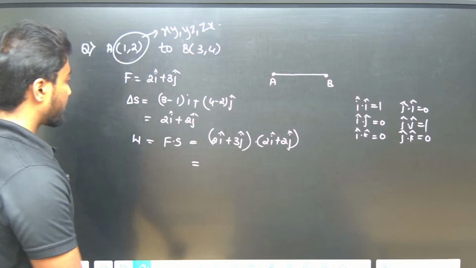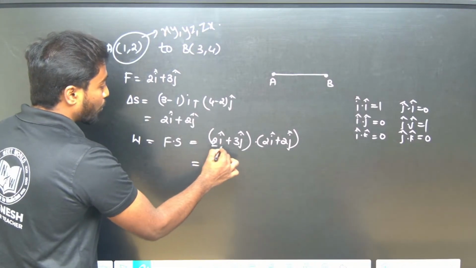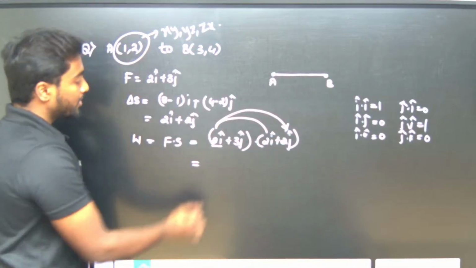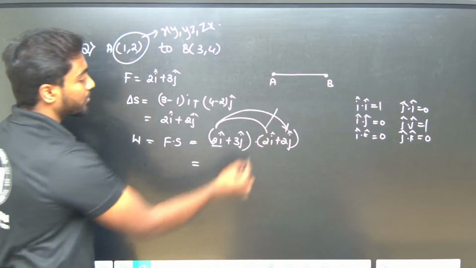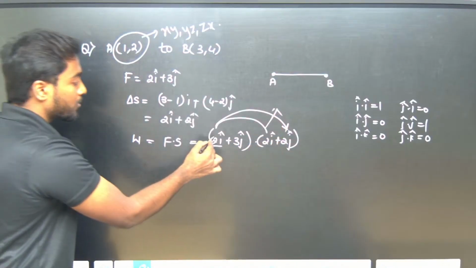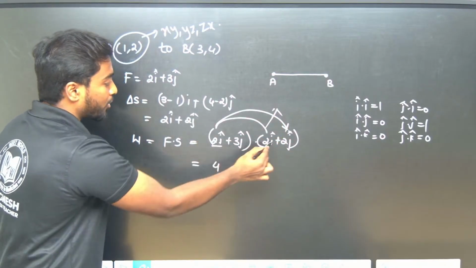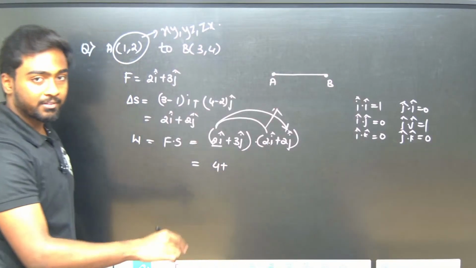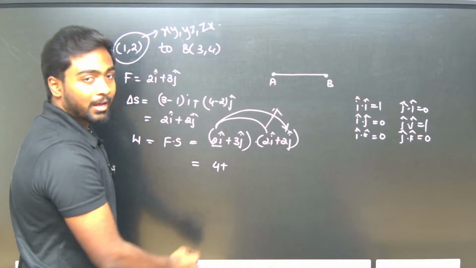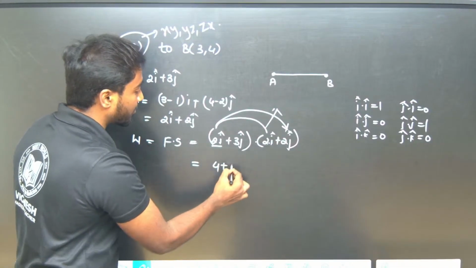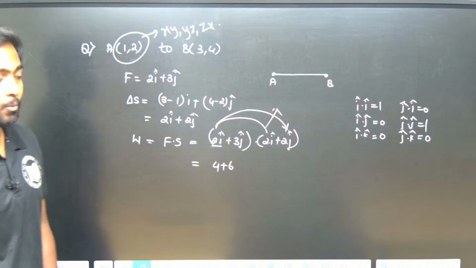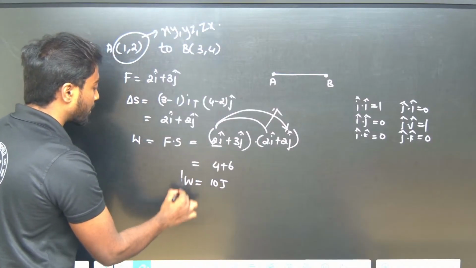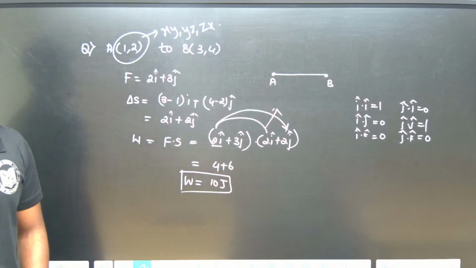Okay. So when I take 2i cap multiplied by 2i cap, and again 2i cap multiplied by 2j cap, obviously this one I can neglect, it is 0 for j cap and i cap. So 2 into 2 is 4, i cap dot i cap is 1. The next one is plus 3j cap with 2i cap, which is 0, and 3j cap with 2j cap: 3 twos are 6, j dot j is 1. So the total is 10 joules. So this is my work done for the given question.